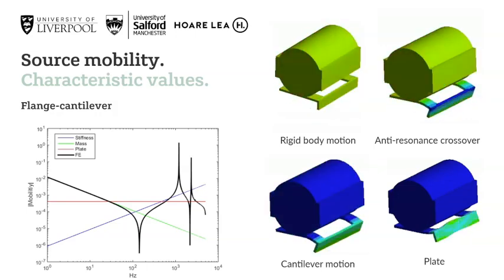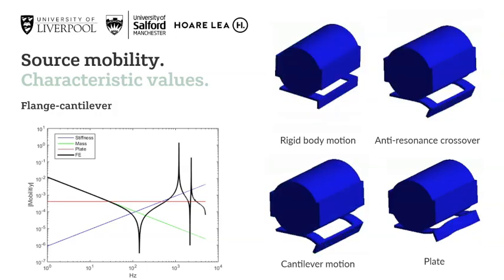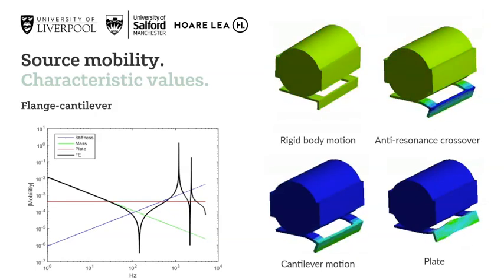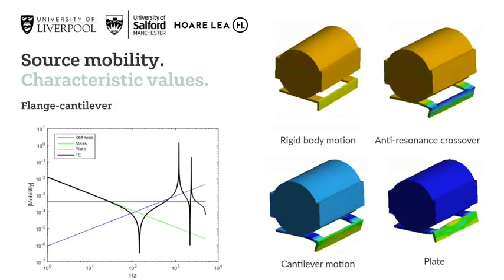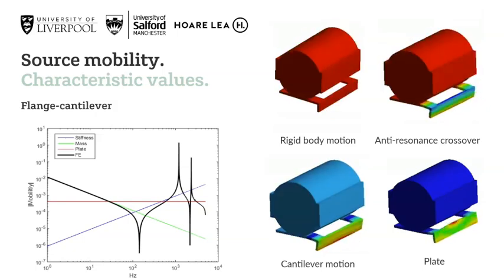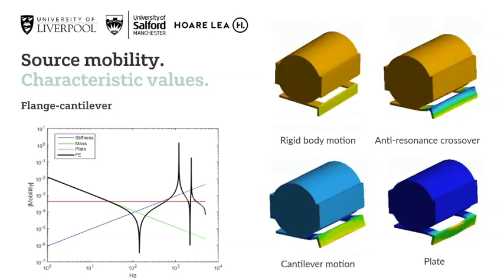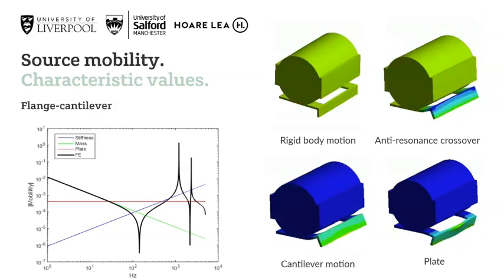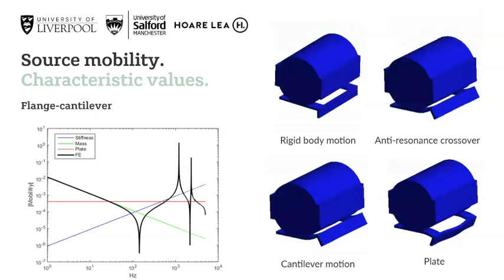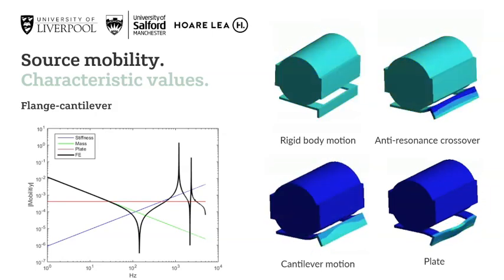In this one, I've included some animations to show behaviour at key points to aid our understanding. In the plot, we have the black curve, which is our FE model output. We also have the green curve, which is our mass mobility, our cantilever mobility, which is shown in blue, and the infinite plate mobility shown in red. In the mass region, the animation shows that the pump and its supports move as one, and rigid body motion is observed.